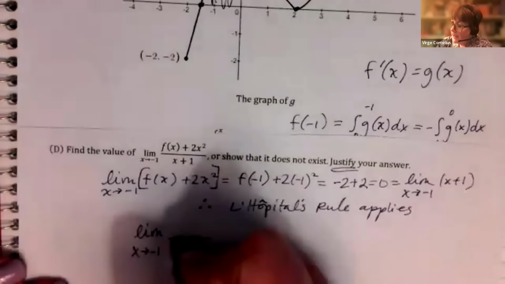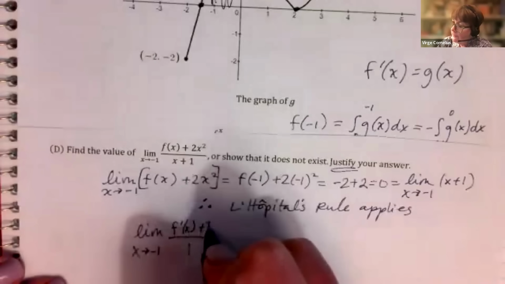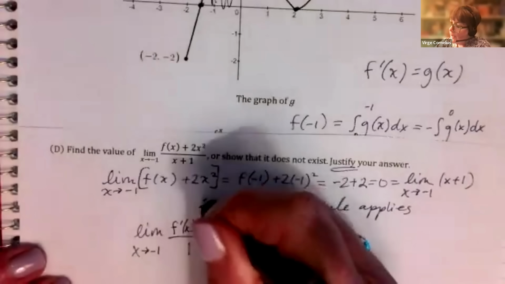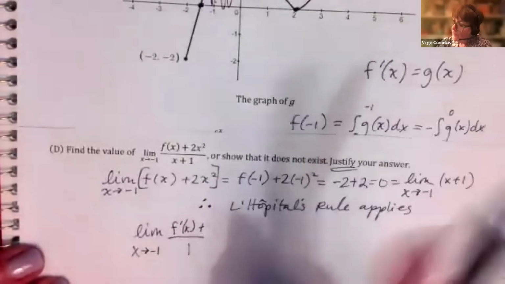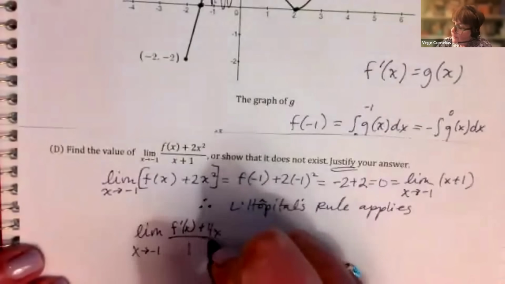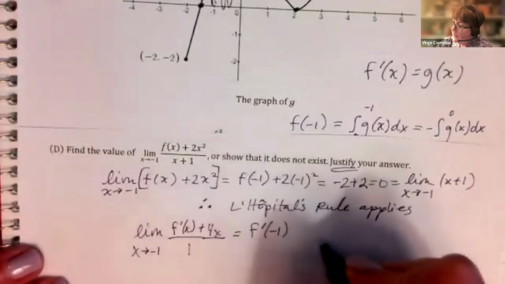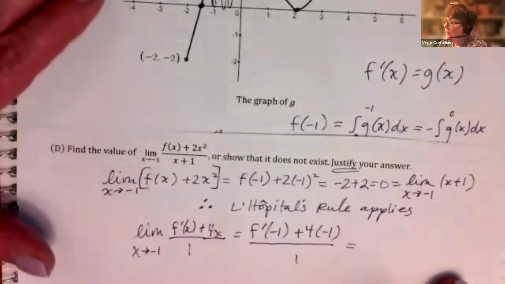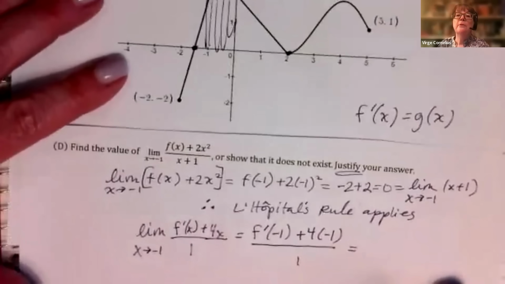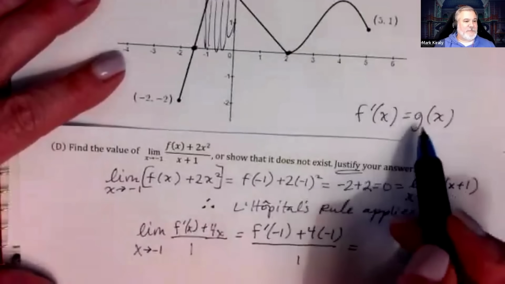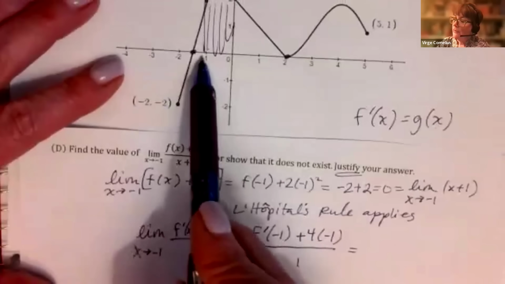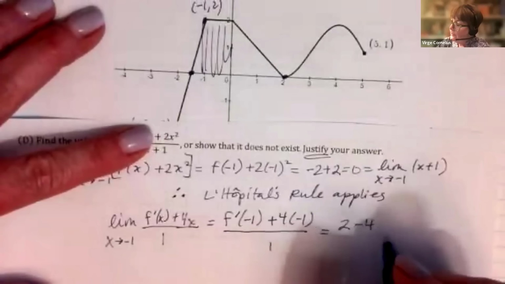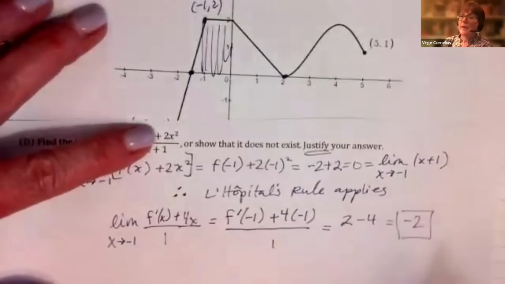The derivative of the numerator is going to be f prime of x plus 4x. That's a power rule right there. So f prime of -1 is going to be... hold on, I can't write and talk at the same time. Okay, f prime of -1 is what I was talking about before, because f prime is equal to g. So it's the same as g of -1, and g of -1 is +2 up here. So that's 2, and then we have -4 all over 1, so -2.